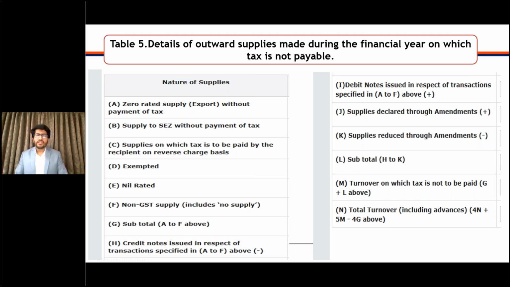Third, supplies on which tax is to be paid by the recipient on reverse charge basis. Continuing our earlier example, if I am an advocate, in that case, the supplies on which I have not paid the tax would be reported over here. Next is exempted, E nil rated, and F non-GST supply. Then again same, credit notes and debit notes in respect of above transactions and supplies declared through amendments should always be nil.